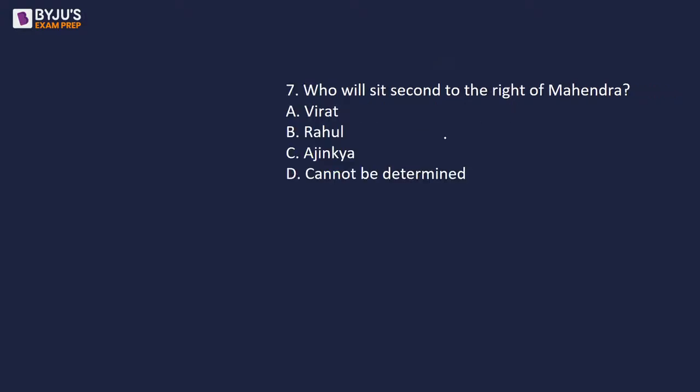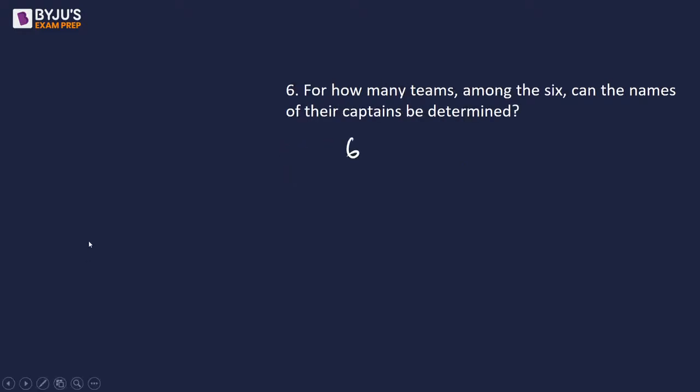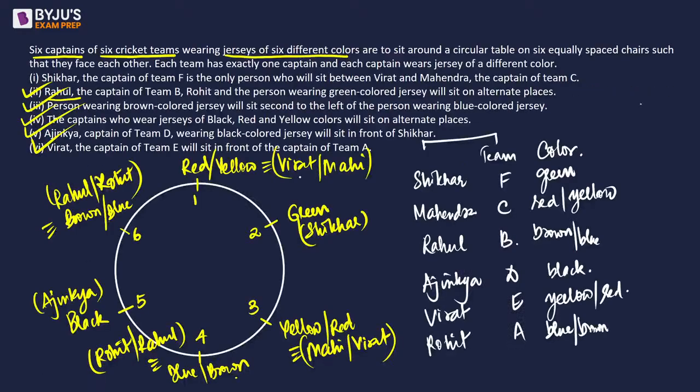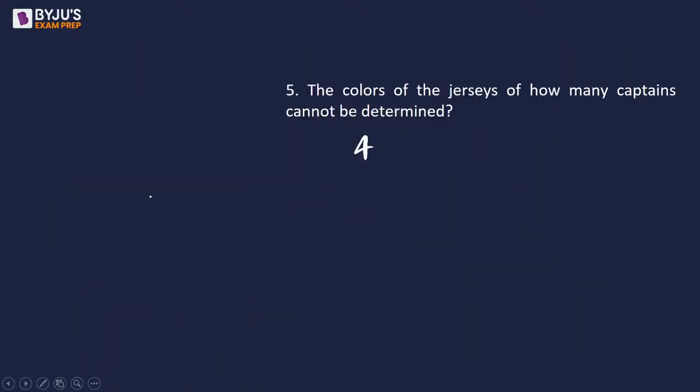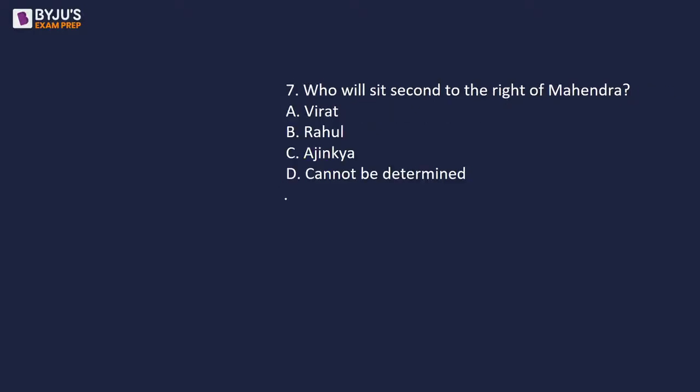Okay. Next is who will sit second to the right of Mahendra. So let's go and check. First of all, we don't know where Mahendra is. So his second to the right may be Virat or it may be Ajinkya. So we don't know. So the answer should be cannot be determined.